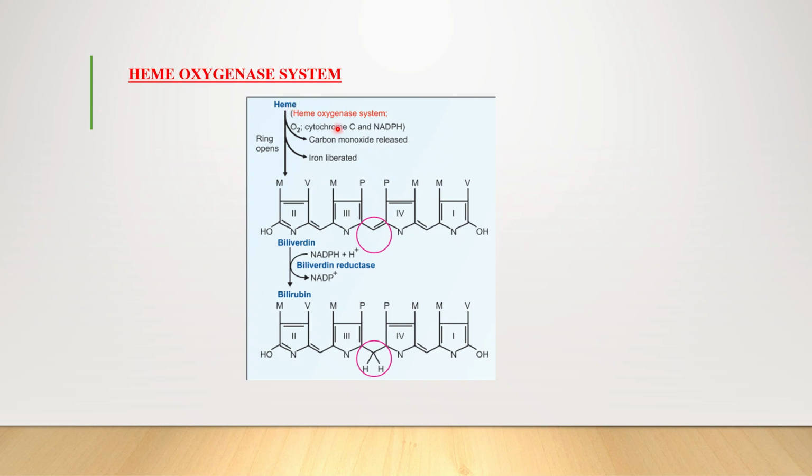This heme oxygenase system will convert heme into biliverdin. And there is an enzyme called biliverdin reductase that will convert biliverdin into bilirubin. So bilirubin is thus formed and it is the end product of heme catabolism. The bilirubin formed here is called unconjugated bilirubin because it is water insoluble.